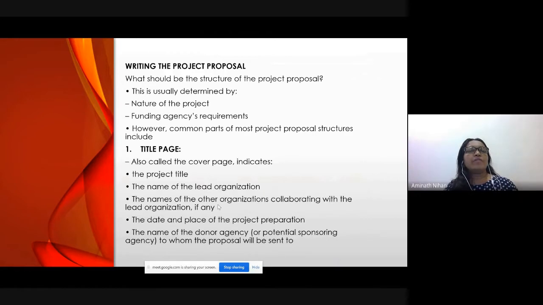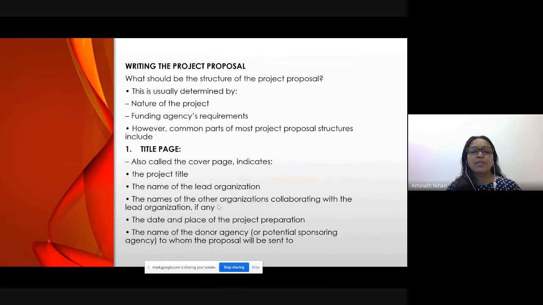Sometimes if you're applying to a particular group for funding, they will ask the proposal to be in a particular way, but we are doing the common part, so doesn't matter. When you learn how to write a project proposal, it will be easy for you to fit to the requirements of that particular group that you are applying the funding for, right?